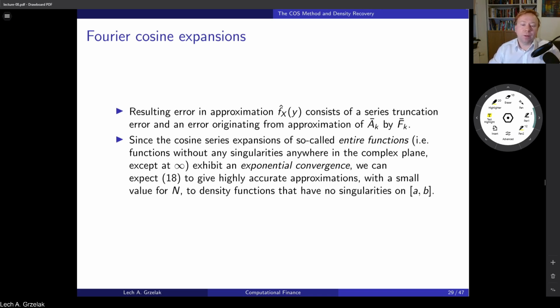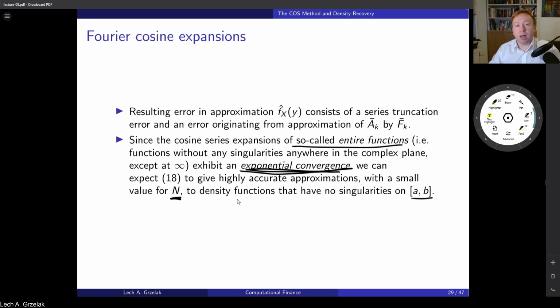However, the COS method is also a so-called entire functions method. This means that once the function that we are recovering doesn't have any singularities, then we have convergence which is exponential. And that's also something very, very important. This means that even if we have specified some range without singularities on a range of A and B, with a low number of expansion terms, we can have extremely good quality results. So we have errors in the COS method, but those errors are easy to control, and the method does not require many terms.